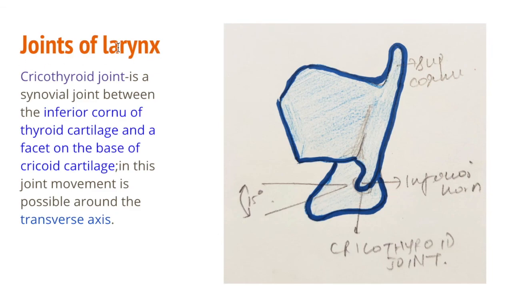Now let's come to the joints of the larynx. As we have seen, the inferior horn of the thyroid cartilage articulates with the facet on the lateral border of the cricoid cartilage. So this forms the cricothyroid joint. Now this is a synovial joint present between the inferior horn of the thyroid and the facet on the lateral side of the cricoid, and in this the movement is possible only around the transverse axis, like so. Now this would allow the vocal ligaments to either be tense or relax. So this is why it is important in voice production.